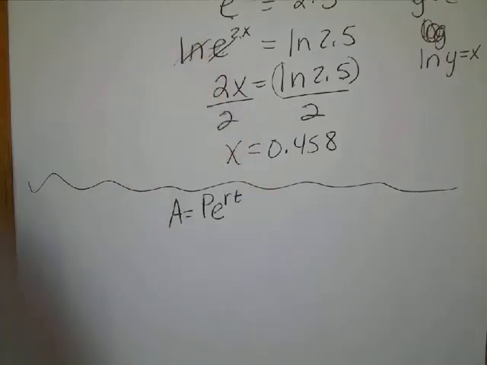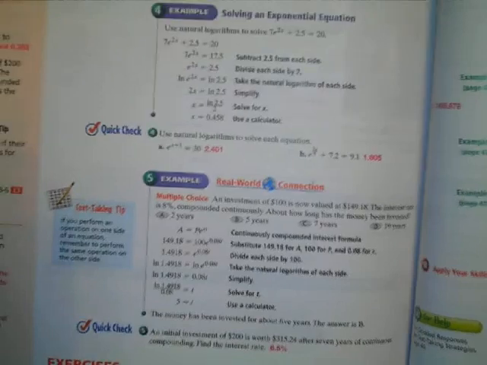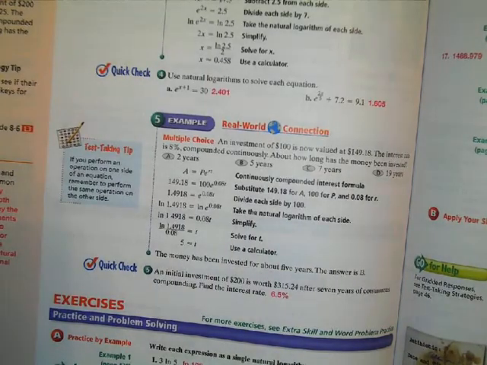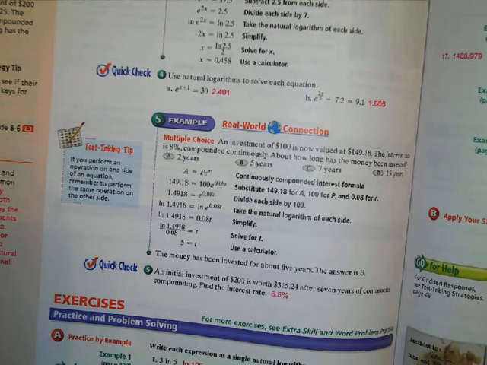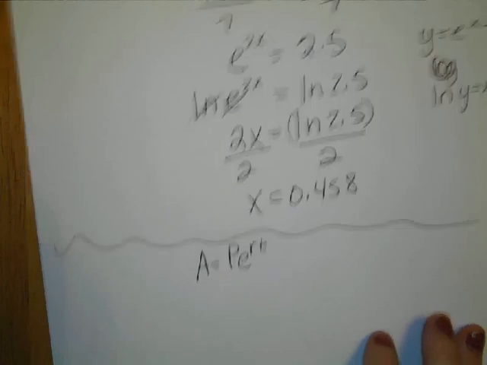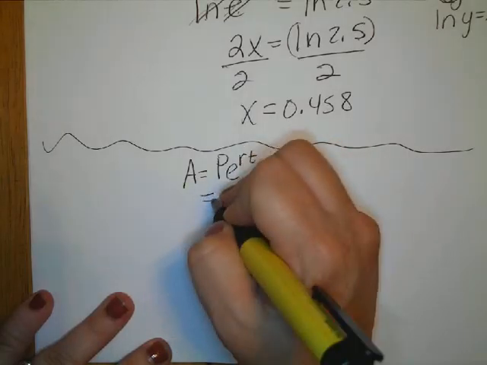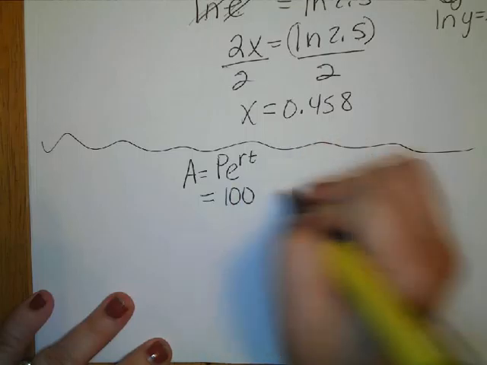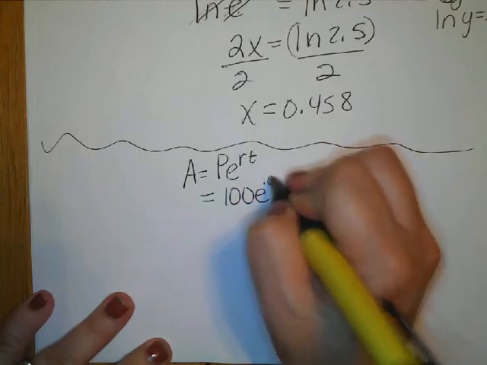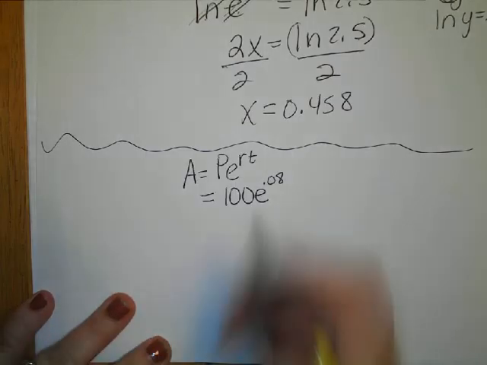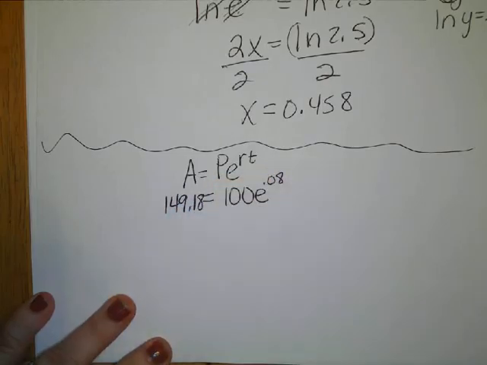So, let me zoom in. Okay, it says, an investment of $100 is now valued at $149.18. The interest rate is 8% compounded continuously. How long has the money been invested? So, what they're telling us in the problem is, look, I initially invested $100 at 8%. And when all that was said and done, I ended up with $149.18. How long did that take? I don't know what that t is.